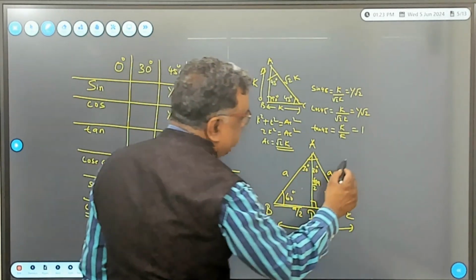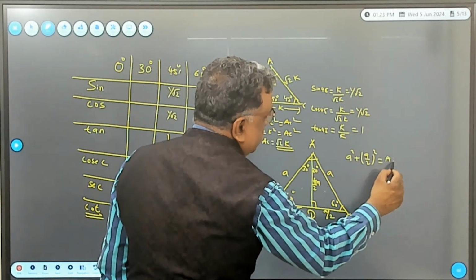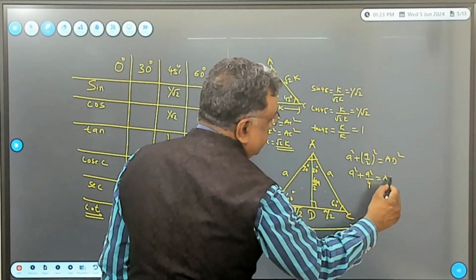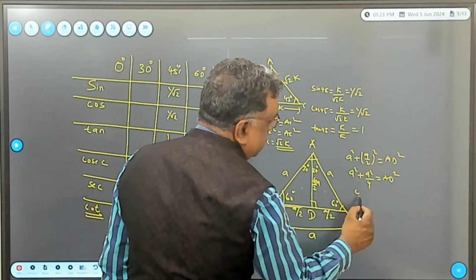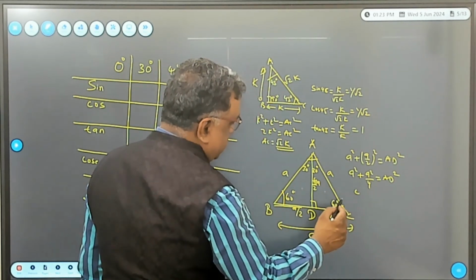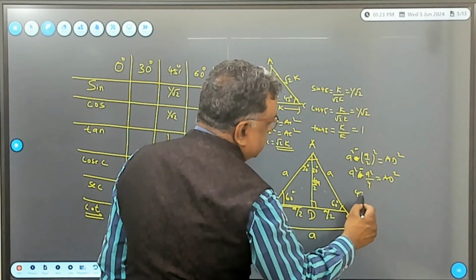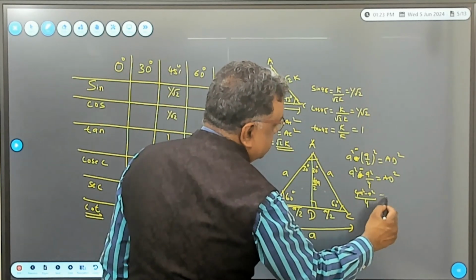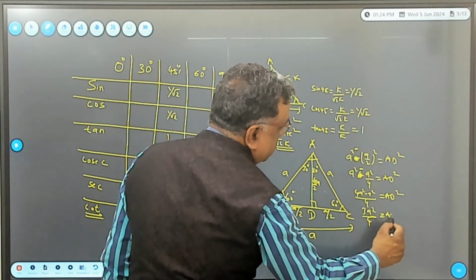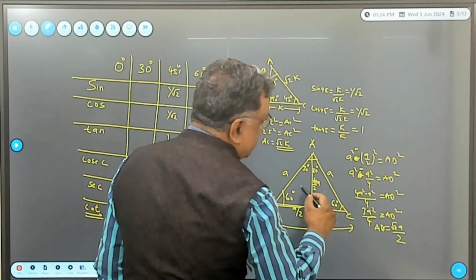And the altitude of an equilateral triangle is root 3 by 2 a, because if I apply Pythagoras theorem to this triangle ABD, a square plus a by 2 square is AD square. Sorry, AD square is a square minus a square by 4. So 4a square minus a square upon 4 is AD square, which means 3a square by 4 is AD square, which means AD is root 3a by 2. So that's how this altitude is.